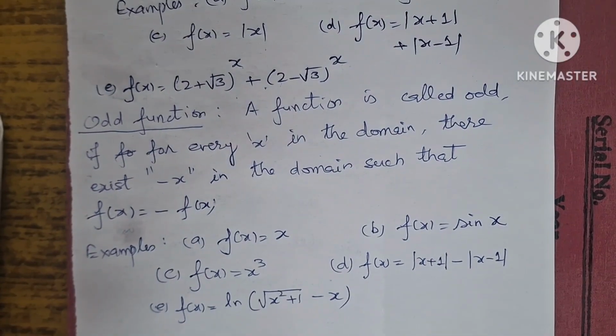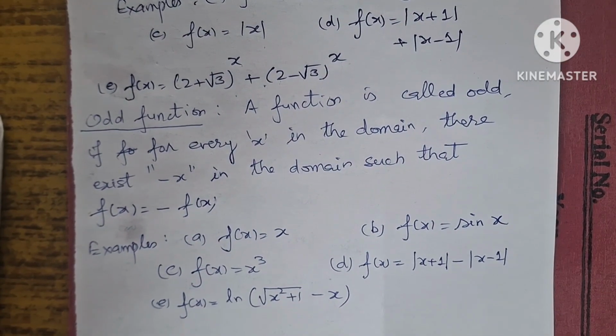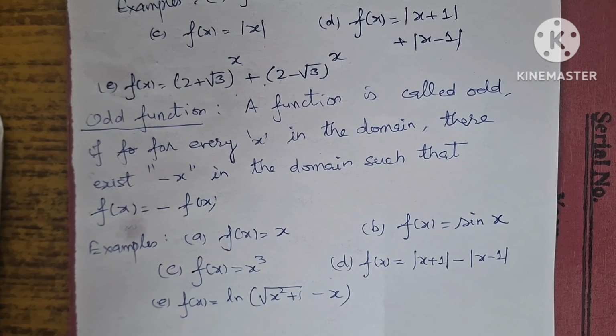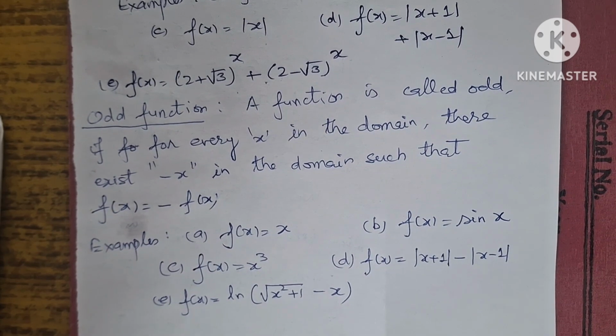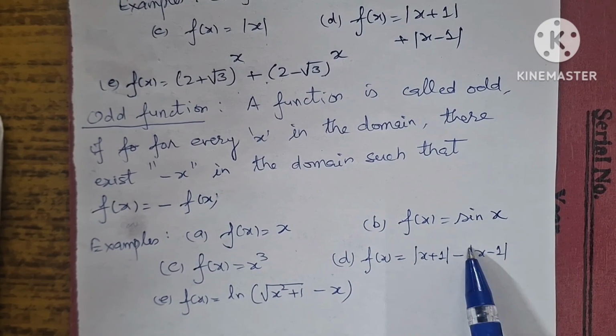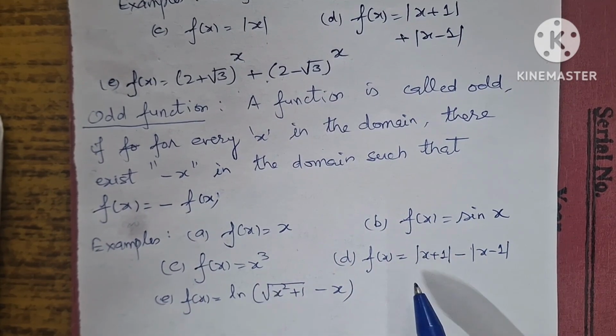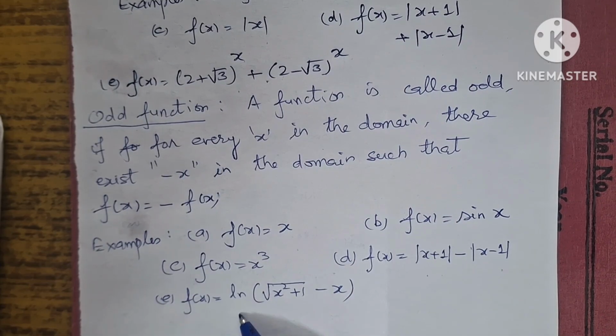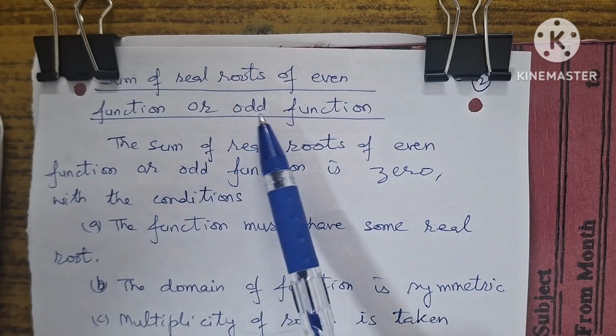Odd function: a function is called odd if for every x in the domain there exists minus x in the domain such that f(x) is equal to minus f(-x). Examples are x, sin x, x cube, mod x plus 1 minus mod x minus 1, and log of under root x square plus 1 minus x. Now, sum of real roots.